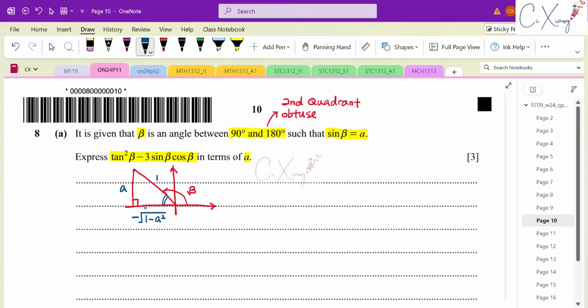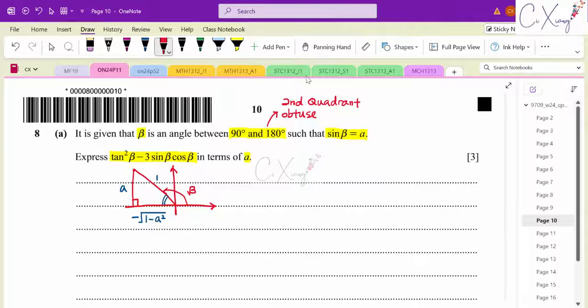Or there's another option where you just draw a normal triangle and then figure out the positive and negative signs for the trigo in the second quadrant, that also can. Alright, so there are a few ways for you to solve it.